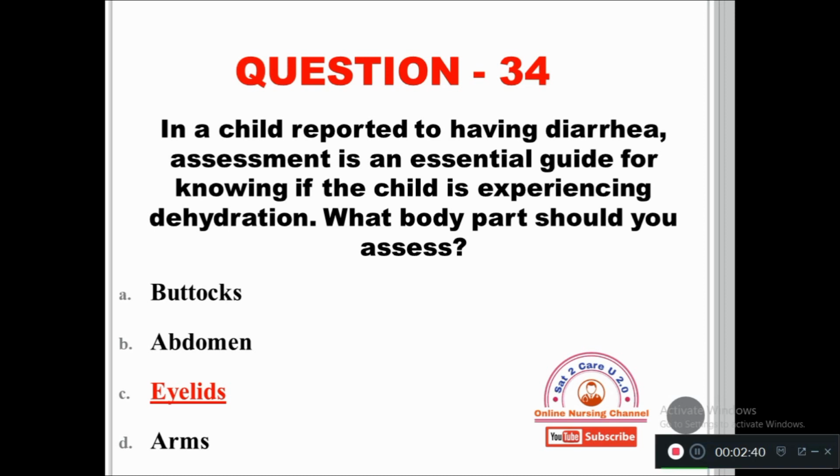Among these four you need to check. Apart from that, you will see the signs and symptoms of dehydration from the skin for skin turgor and various other things you will do. According to these options, you will select option C, eyelids.